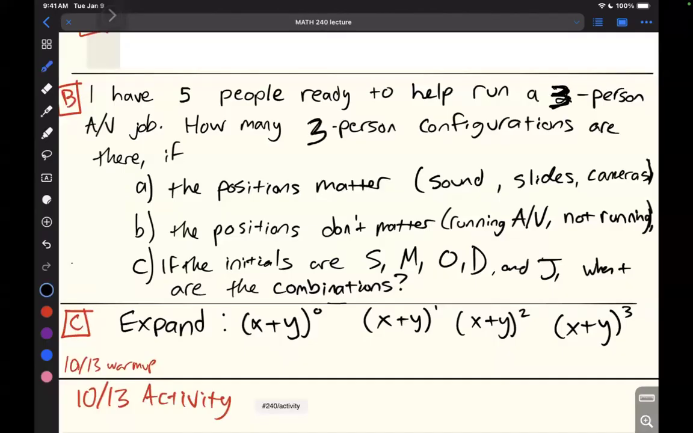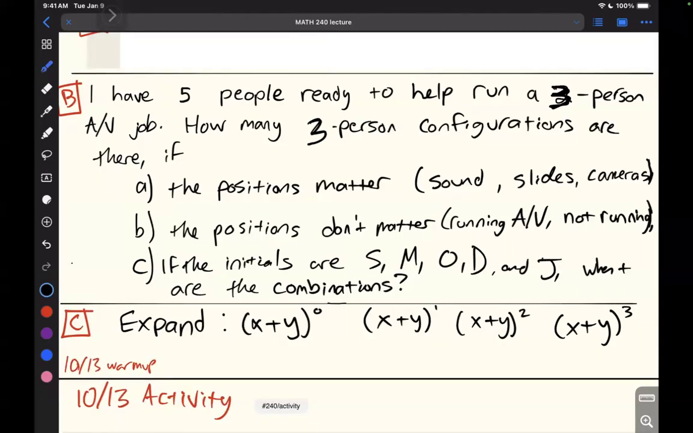And 3. I would like to know how many 3-person configurations there are if the positions matter. So I'm going to assign 1 person to sound, 1 person to slides, 1 person to camera. Or if the positions don't matter, I'm just saying you 3 people are running the service, and you 2 people are not. These are the initials of the people involved, just the first initials. What are the combinations of all of these people?